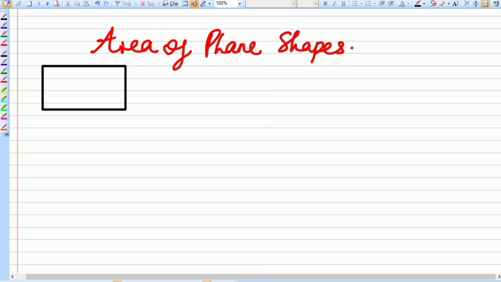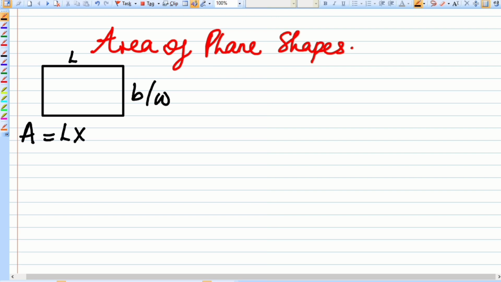So we have a rectangle. Now this will be the length and this would be the breadth. So what is the area of this rectangle? The area of a rectangle A is simply the product of the length by the breadth. Please recall that this breadth can also be called the width. So whichever way you see it, it is the same thing. So the area will be the product of the length by the breadth.